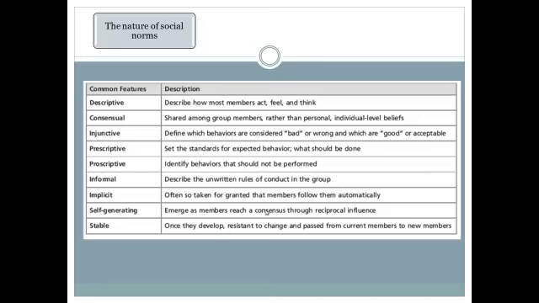Interesting aspect of norms is that often norms are self-generating. It's not like you start the meeting, okay, here are the norms, and let's go ahead and start our group. No, the group norms evolve over time, and they're generated by the group members themselves often.